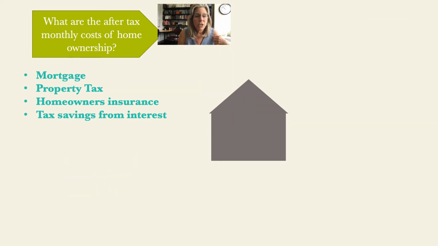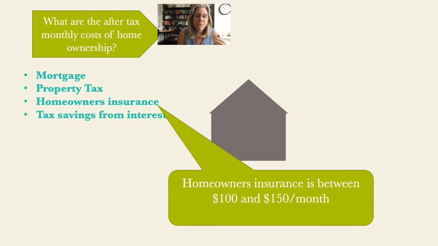The next thing is looking at homeowners insurance, and if you Google this, it's between $100 and $150 per month for homeowners insurance. And so I'm just going to go with $100. You can adjust that number later, but that's a good round number to use, $100 a month.